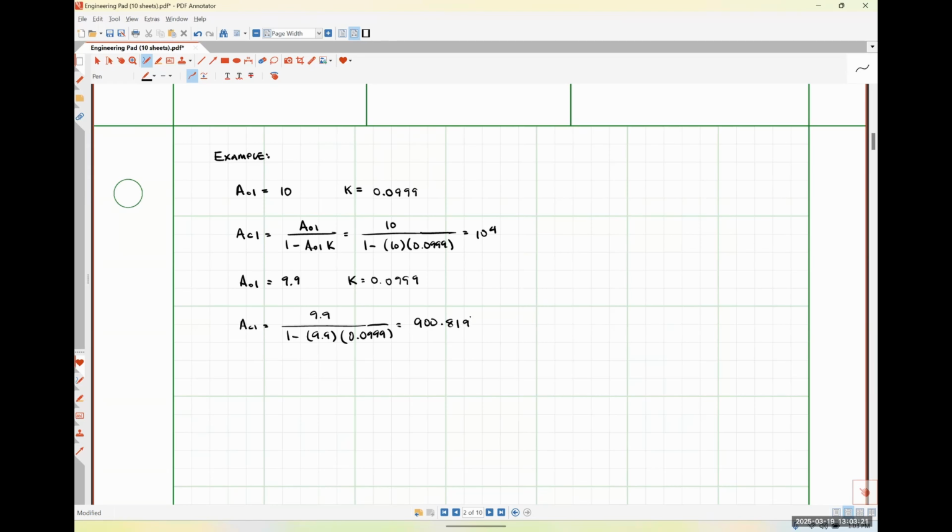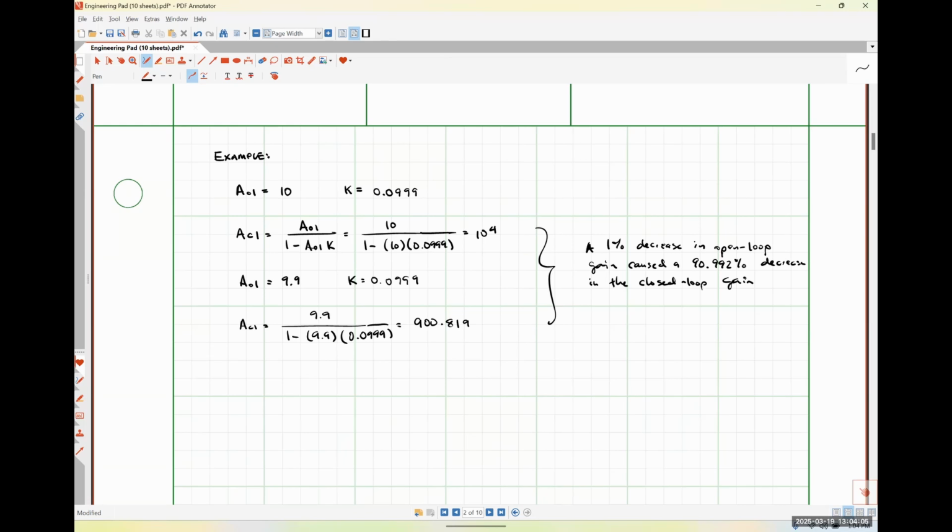900.819, I believe. Okay. So essentially, what we see here is that a 1% decrease in open loop gain caused a 90.992% decrease in the closed loop gain. Okay. Well, why might this gain sensitivity be impactful for op-amp circuits?